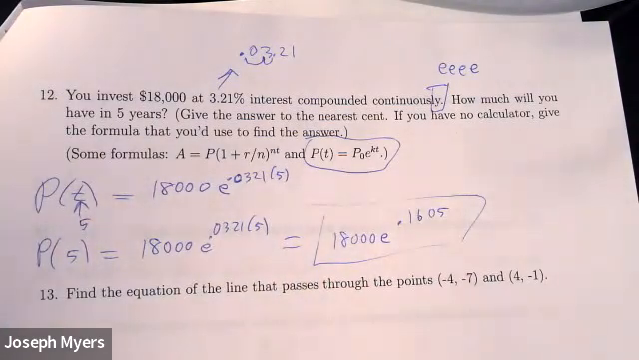So if you don't have a calculator, you can leave your answer like this. Because it says if you don't have a calculator, give the formula you'd use. So this is the formula I'd use to find the answer. Does anybody have a calculator, though? If you want to, you can tell me how much money that would actually be. Pardon me? Oh, yeah, that's okay.